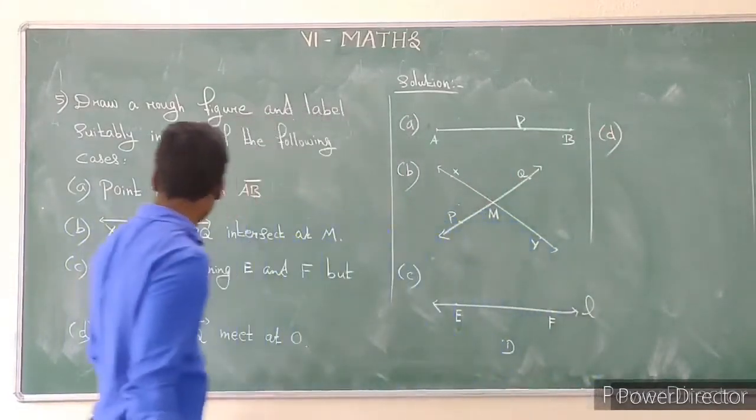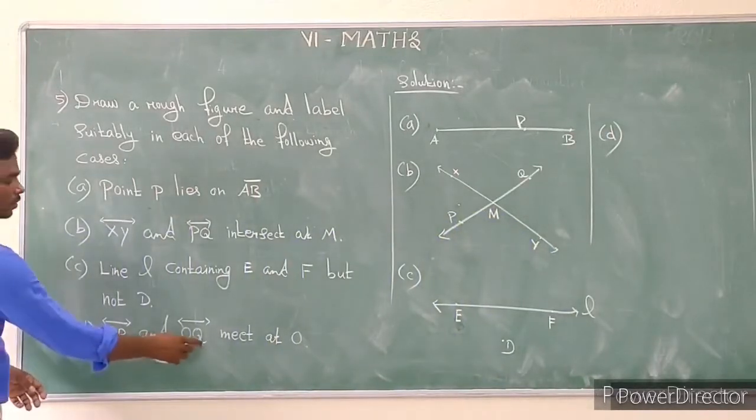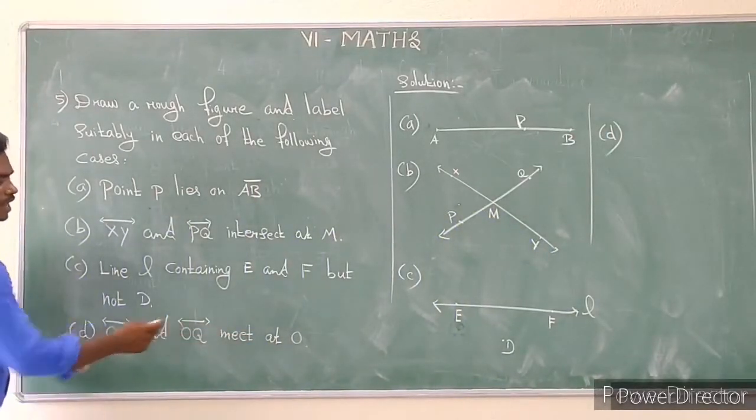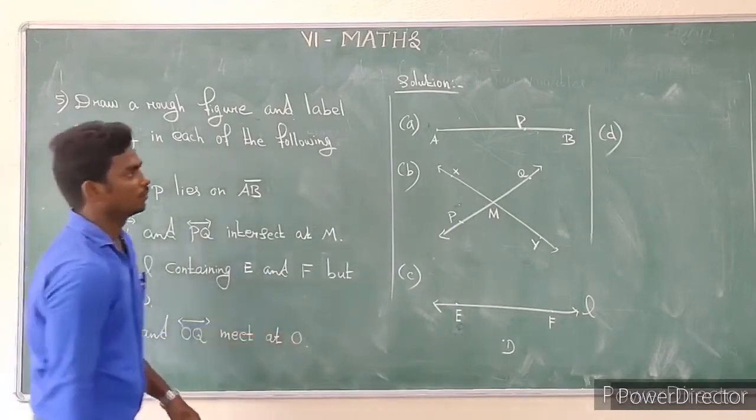What is the fourth question? Lines OP and OQ meet at O. Line OP and OQ meet at the point O.